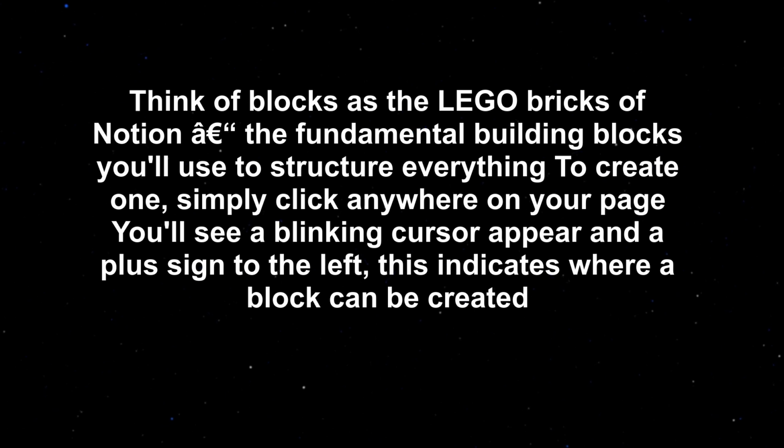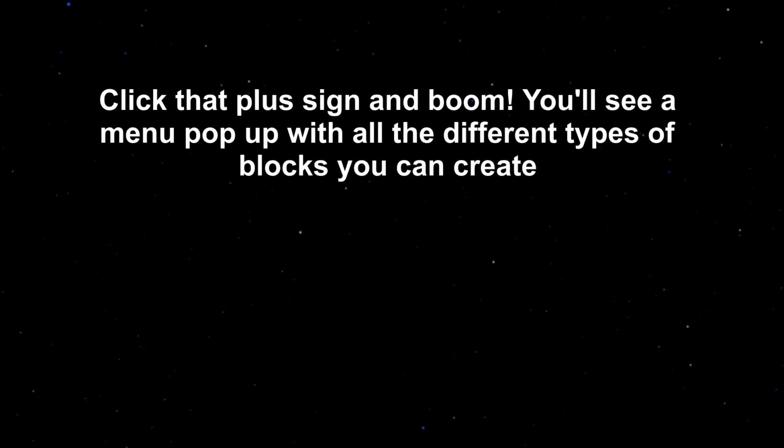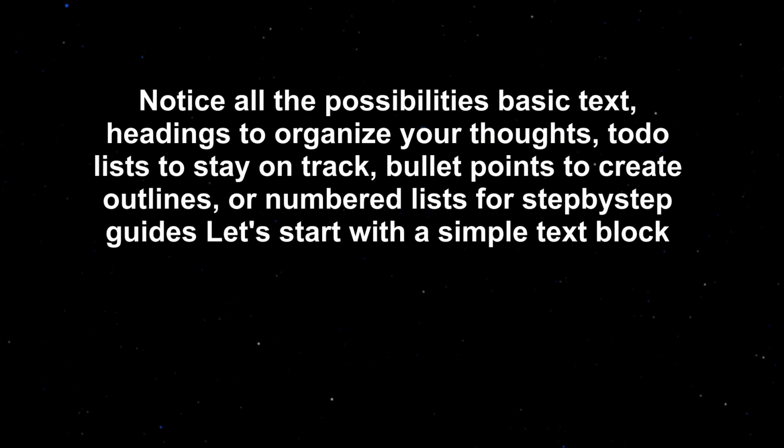This indicates where a block can be created. Click that plus sign and boom, you'll see a menu pop up with all the different types of blocks you can create. Notice all the possibilities: basic text, headings to organize your thoughts, to-do lists to stay on track, bullet points to create outlines, or numbered lists for step-by-step guides.